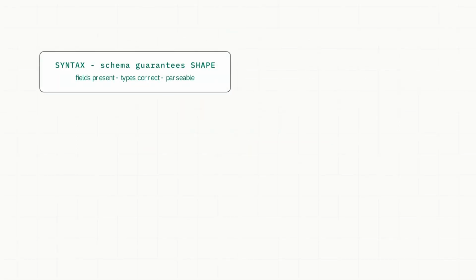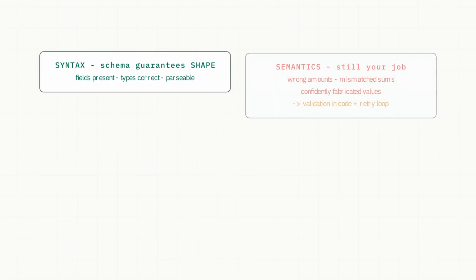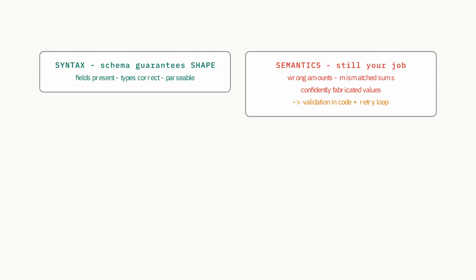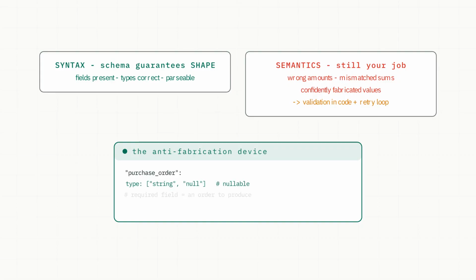Forcing extraction through a tool call with a schema guarantees the shape of the output, fields present, types correct, parsable every time. What it cannot guarantee is the truth of the output, a wrong amount, a sum that doesn't match its parts, a value confidently fabricated for a field the document never contained. Schema kills syntax errors, semantics still need validation in code, and a retry loop for the failures.